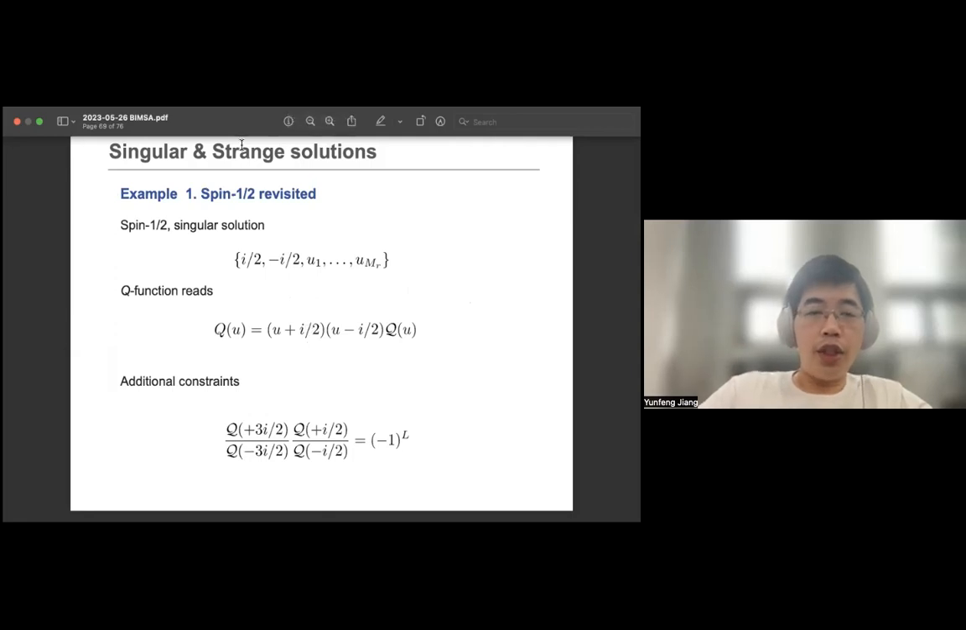So if we consider the spin 1/2 case, namely the spin 1/2 solution, we consider the singular solution with plus minus i divided by 2 and the regular ones. Then the Q functions take this form.